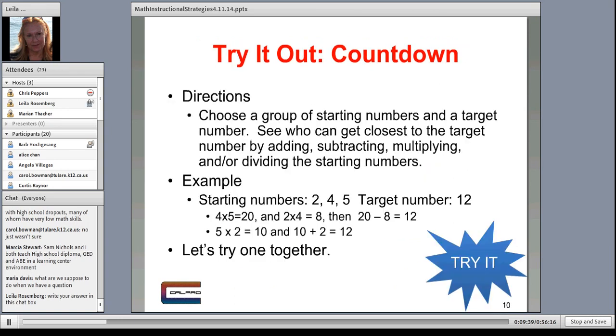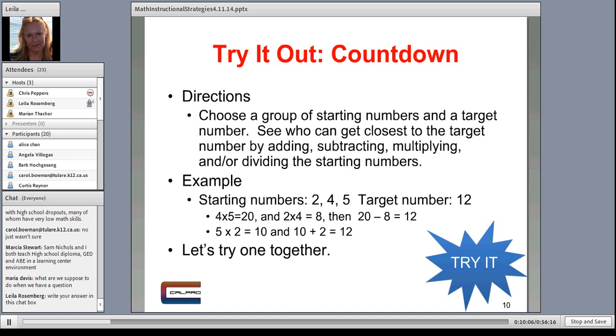Now, the game is like this. You choose a group of starting numbers and a target number. And then you see who can get closest to this target number by adding, subtracting, multiplying, or dividing the starting numbers. For example, let's say you pick as starting numbers 2, 4, and 5. Okay? So the target number will be 12.